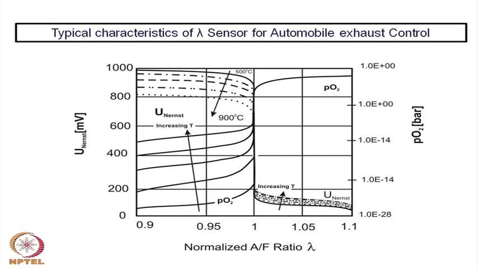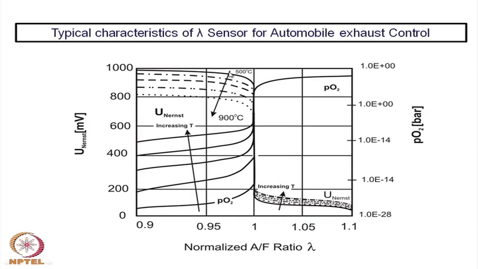This is a typical response of what we call a lambda sensor. That ratio is called the lambda, and therefore it is called the lambda sensor. How does it work? It operates, obviously, and is plotted at different temperatures.